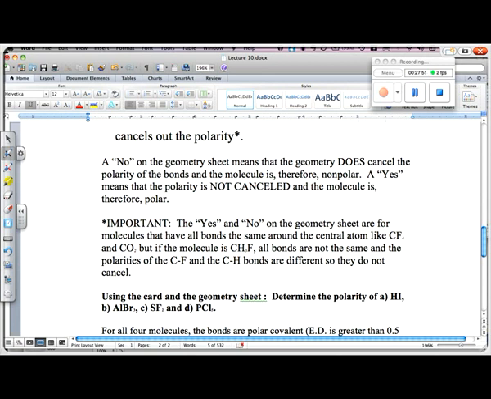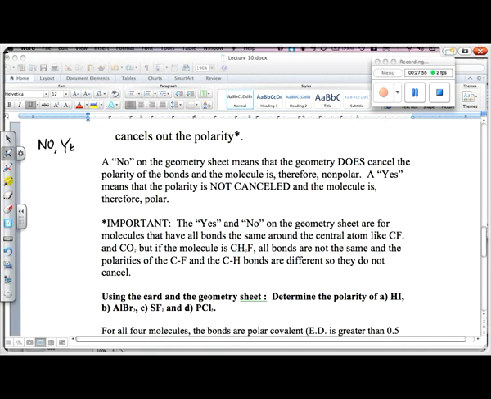The no's and yeses. So let me write it here: no and yes on geometry sheet, which you will have, but not for the final, is the answer to the question: polar? All right. Now, this is important. The yeses and nos are for molecules where all bonds are the same around the central atom. So that's what we've looked at.